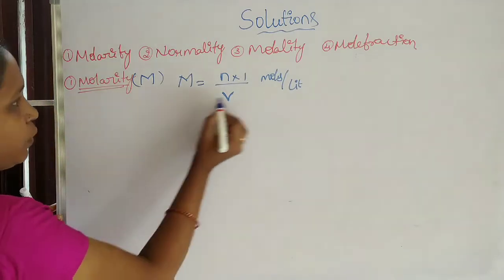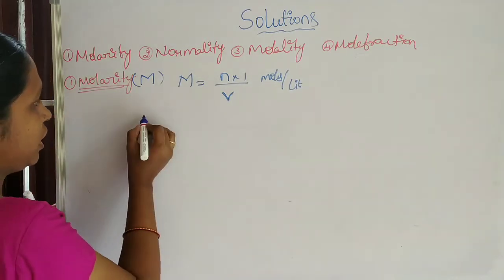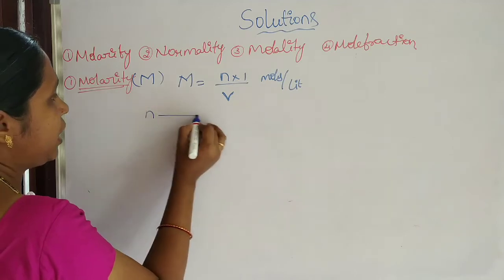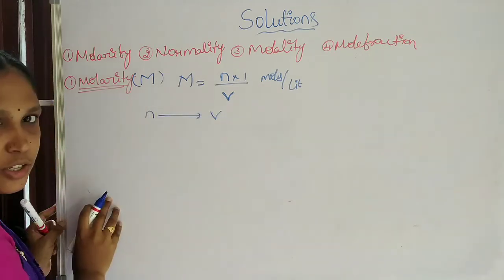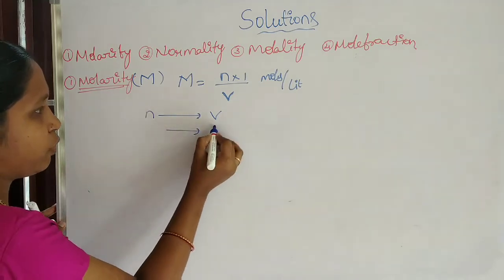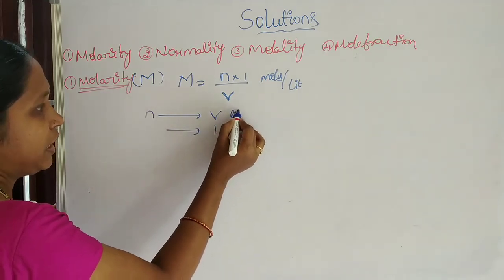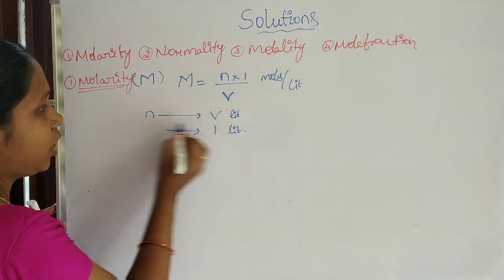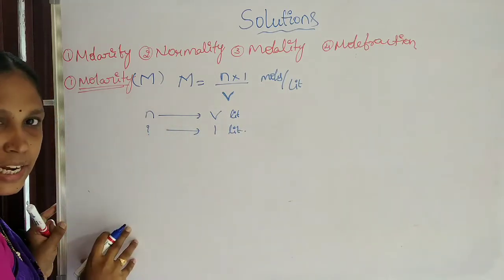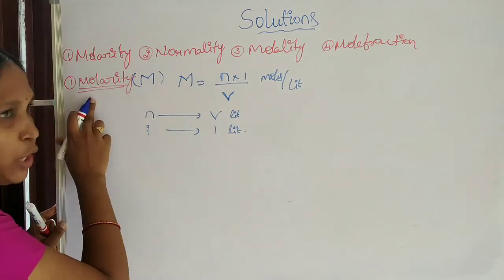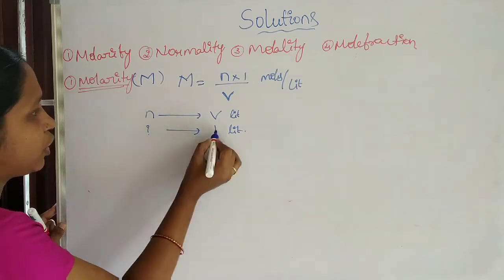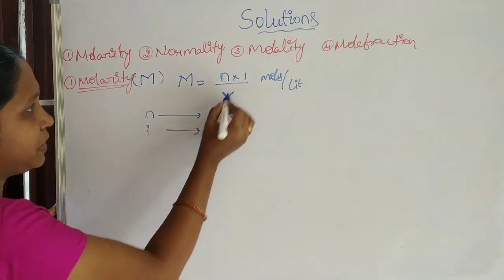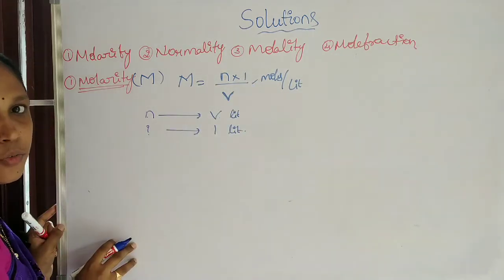See what is the definition? If N number of moles of solute is present in V liters of solution, then how many moles does 1 liter of solution contain? That is molarity. So here we cross multiply: 1 into N by V.